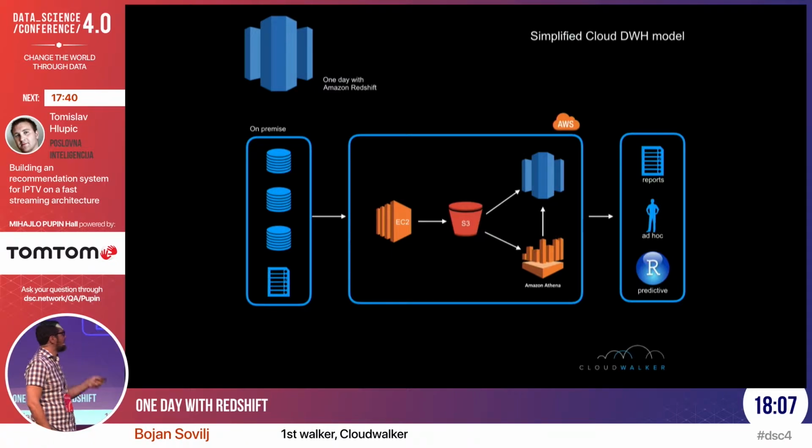What is important here also to stress is that with these on-premise data stores, we usually see much adoption of Kafka. I see that Kafka is becoming standard in production systems. So this is a simplified data warehouse model.